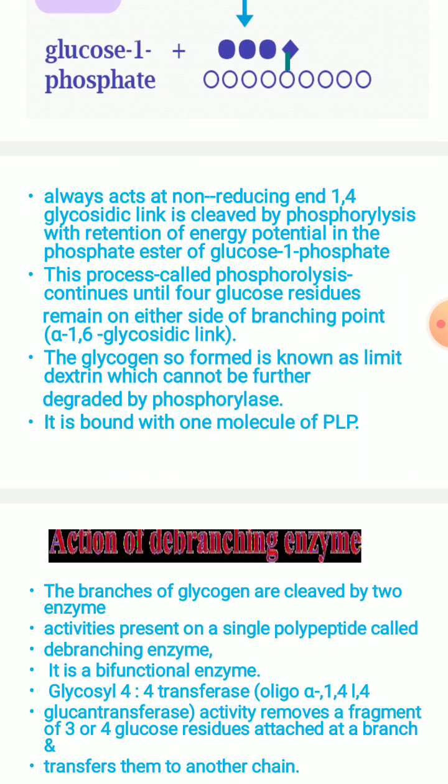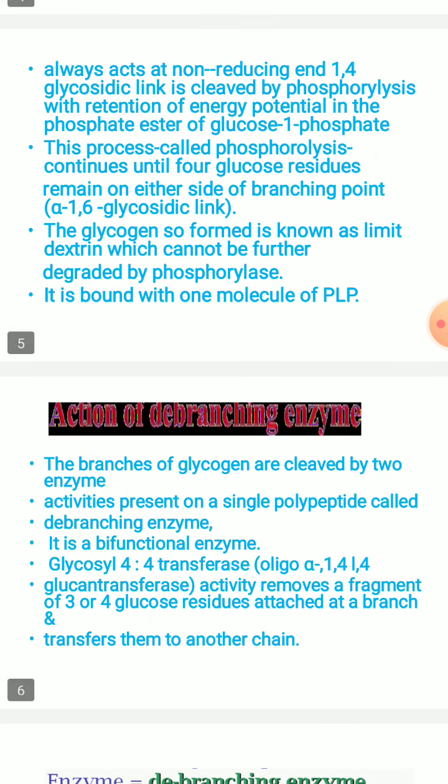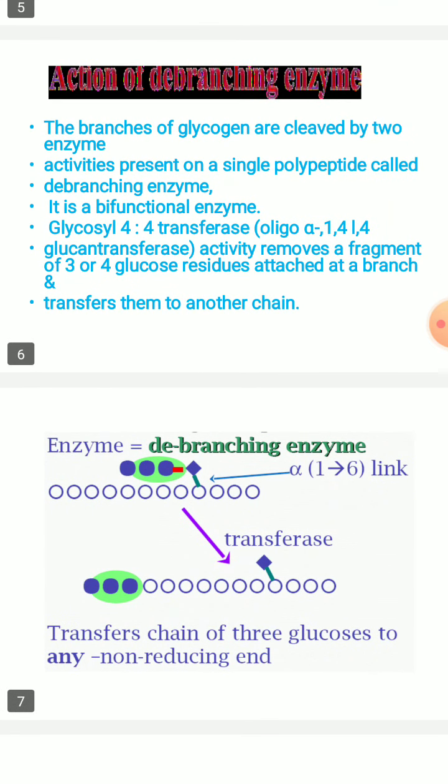So what is the action of the debranching enzyme? We can see in this slide the branches of glycogen which are cleaved by two enzyme activities present on a single polypeptide chain, that is the debranching enzyme. This enzyme is bifunctional in nature, having two enzyme activities on the same single polypeptide.